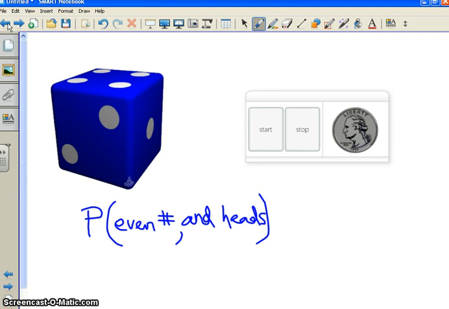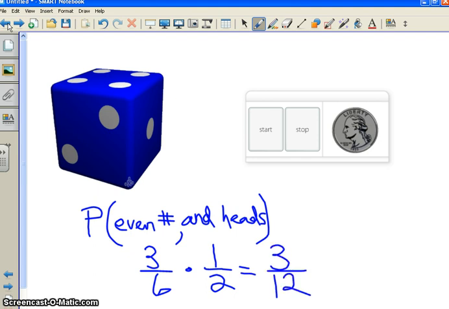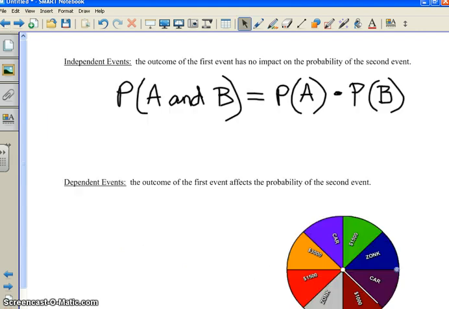So my chance of rolling an even number on the die is 3 out of 6, and my chance of flipping heads is 1 out of 2. So my total probability is 3 out of 12, or 1 out of 4 if you reduce. So theoretically, if I were to do this experiment 12 times, I should get an even and a head 3 times out of 12. So now let's apply this to the Price is Right big wheel.